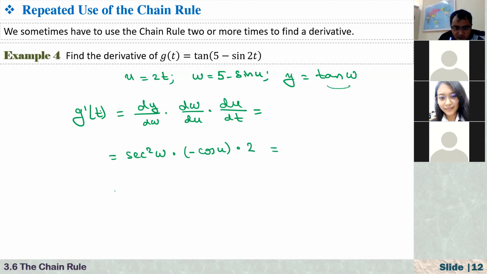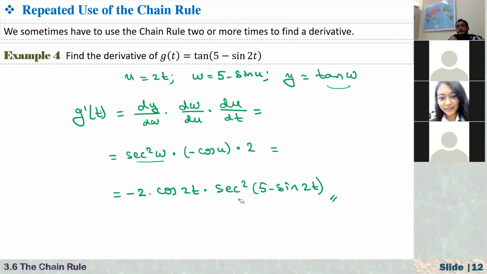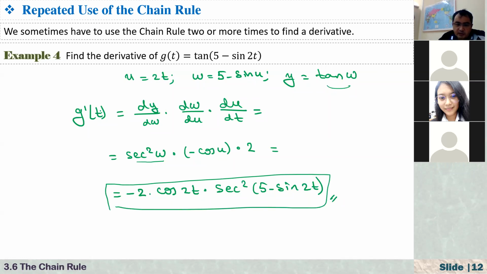Now, if I write everything in terms of the original independent variable, we have minus 2 times cosine of u. What is u? u is 2t, so here we have cosine of 2t, times secant squared of w. What is w? It is 5 minus sine of u. What is u? u is 2t. We don't have a dot here. All right, and that's the reason why we call this the chain rule.